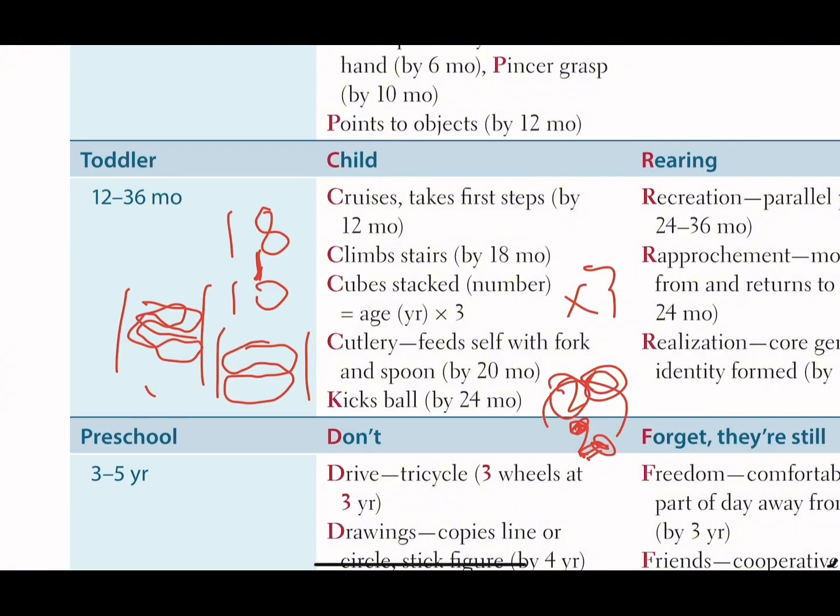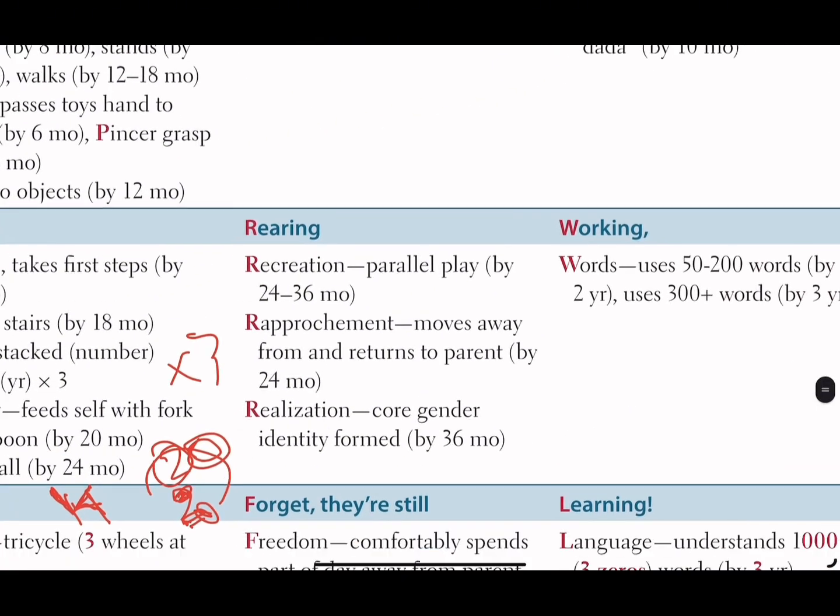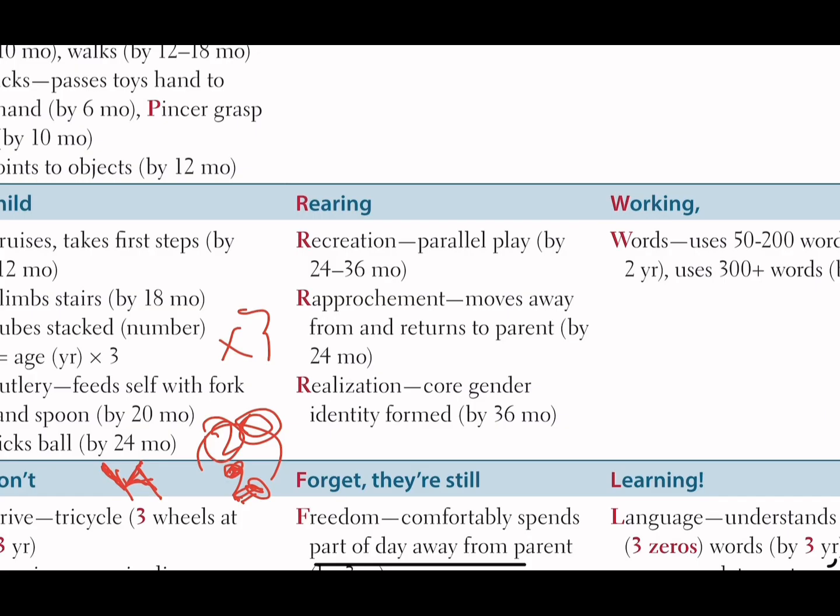So let's imagine that this is the 4, this is the 4 and kicks. Other recreation, parallel play. Parallel play, there are 2 to 3 figures or shapes, so it's 2 to 3 years. Rapprochement, going from mother to the father and going back, that's 2 years. Realization, gender, 1, 2, 3, 3 years.